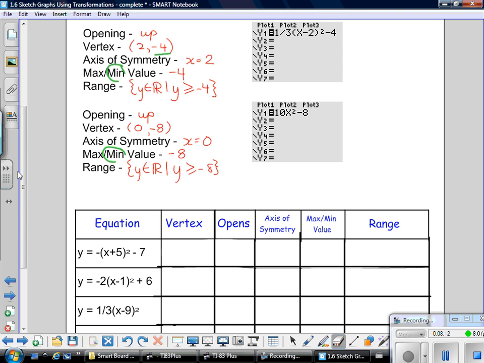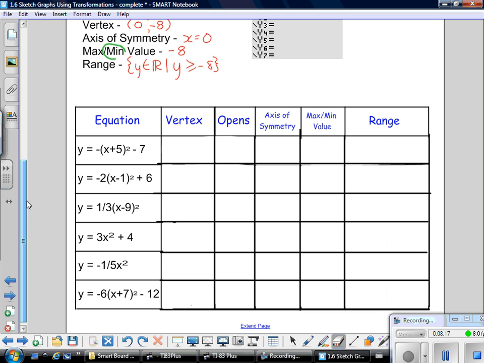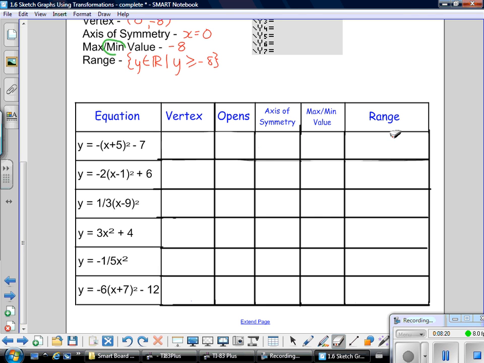Now what we're going to do is another way, done very similar, but this time it is done in a table type thing. Same kind of thing, other than I put the vertex first rather than the opening. So the vertex here, a positive 5, so that means we have a negative 5, and a negative 7 is my k. I have a negative in front of the bracket, which means it's going to open down. The axis of symmetry is always the x value of the vertex, so that is negative 5.